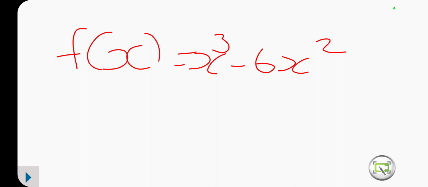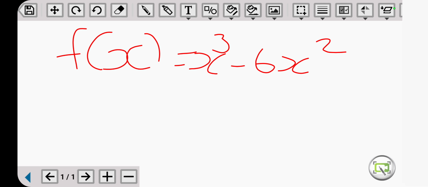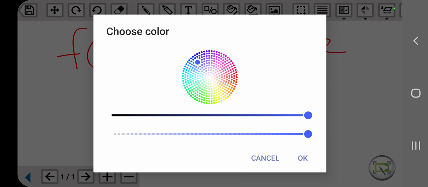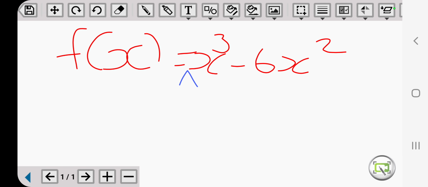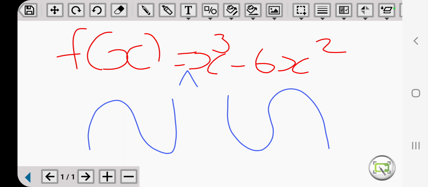If the cubic graph has a positive gradient, meaning the a in front of the x cubed is positive, like in this case, it will have a shape like this. If it has a negative gradient, a being negative, the shape will be the second one.